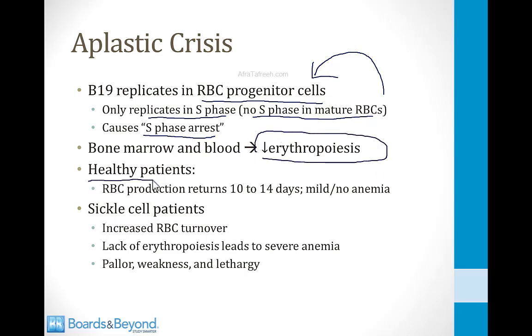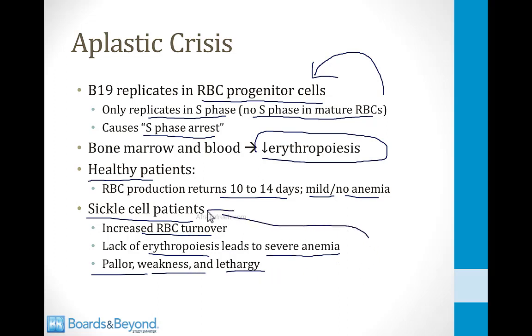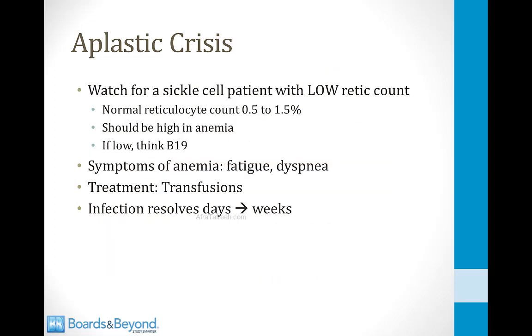In healthy patients, red blood cell production will come back to normal in a week or 2. They may get a mild anemia, but sometimes they don't even get any anemia at all. However, in sickle cell patients, there's a high rate of RBC turnover, and when these patients lose erythropoiesis, they get a very severe anemia that is highly symptomatic. They will have pallor and weakness and lethargy, and this is why this infection is very dangerous in patients with sickle cell anemia. So how are you going to recognize a B19 infection in a sickle cell patient or in a question stem?